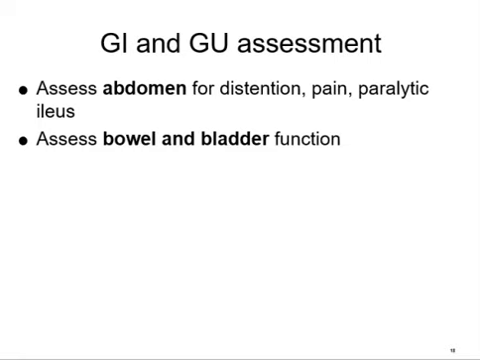Patients with cervical or high thoracic spinal cord injuries have upper motor neuron damage that spares lower spinal reflexes and causes spastic bowel and bladder. Patients with lower thoracic and lumbosacral injuries usually have damage to their lower spinal nerves and therefore have flaccid bowel and bladder.